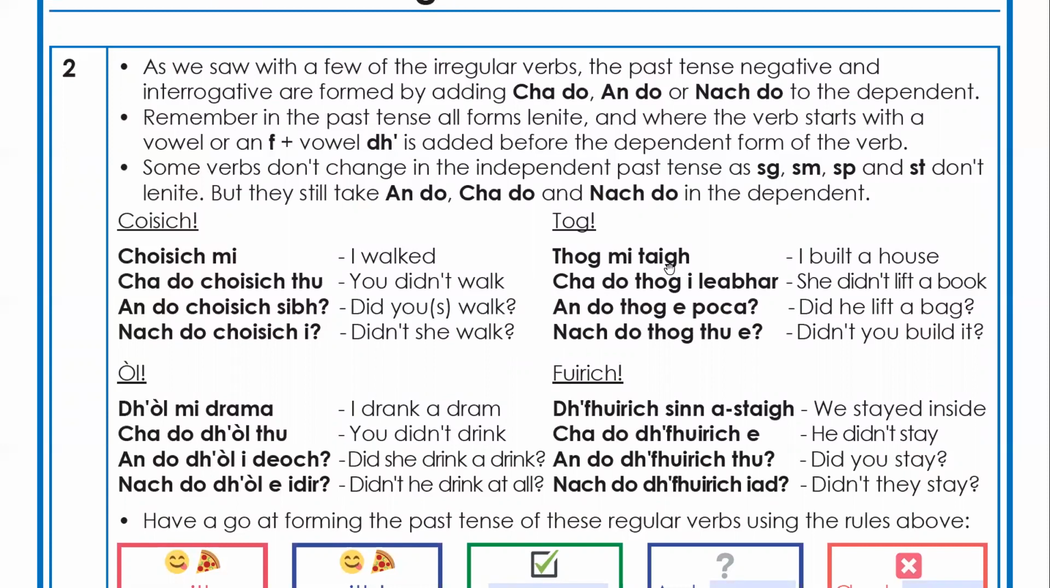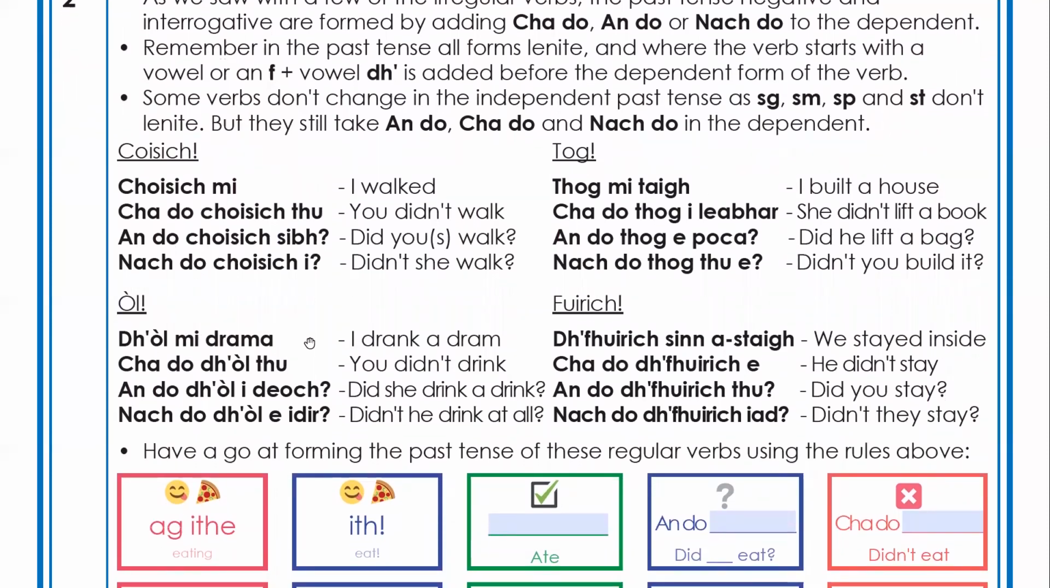Hog me tai, I built a house. Cha the hog I leor. She didn't lift a book. And the hog e poke. Did he lift a bag? Nach the hog u e. Didn't you build it? Or didn't you lift it?